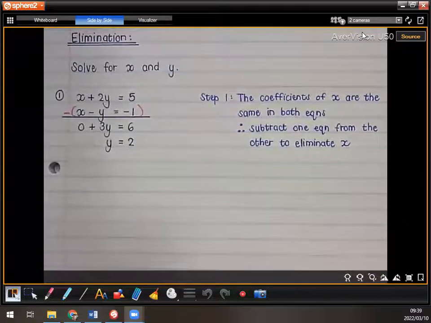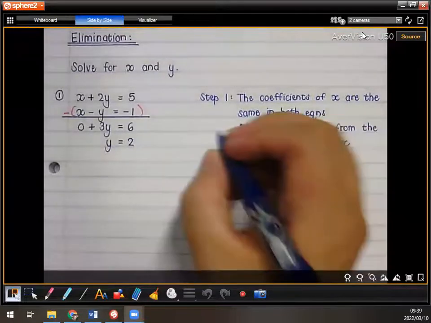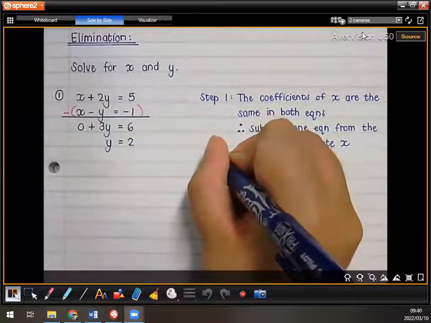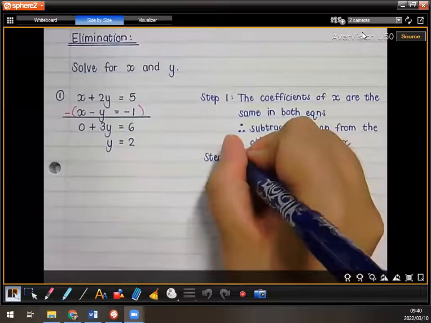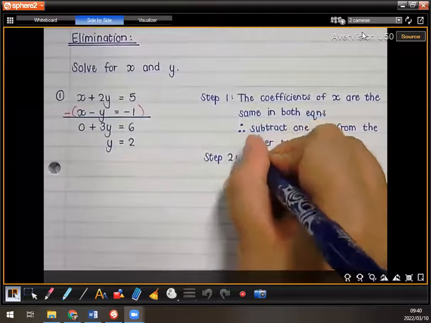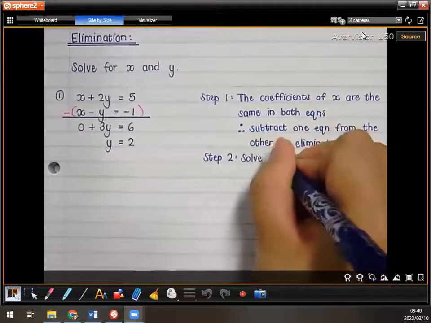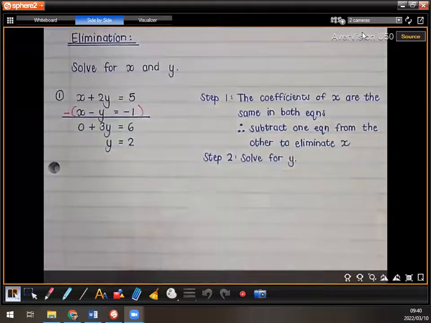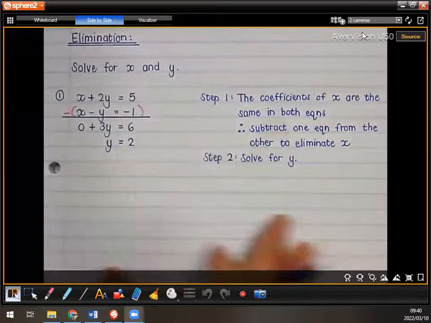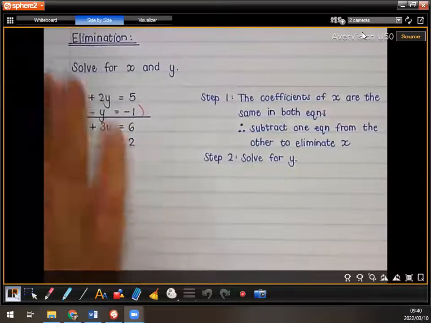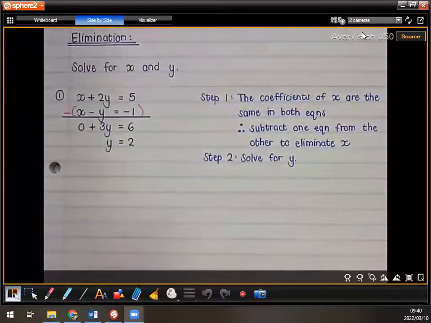Okay, so therefore subtract one equation from the other to eliminate x. Step 2 is then what we did here, solve for y. So guys, I'm not trying to write general steps that will work for each equation because they will be so different. You'll see when we do some more examples now. So these are actually steps for this set of equations.